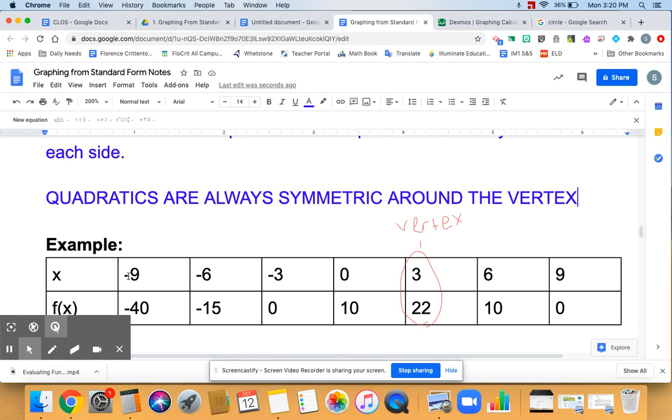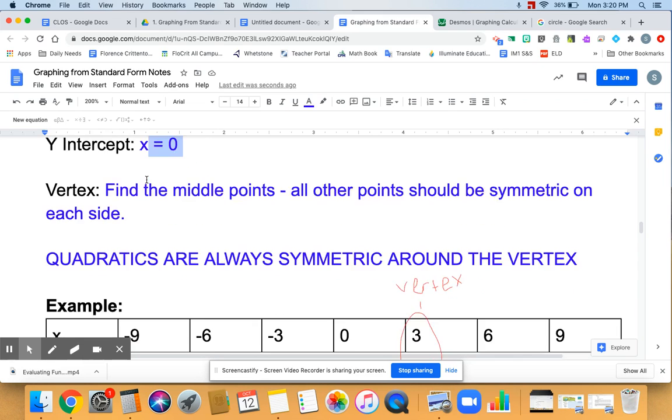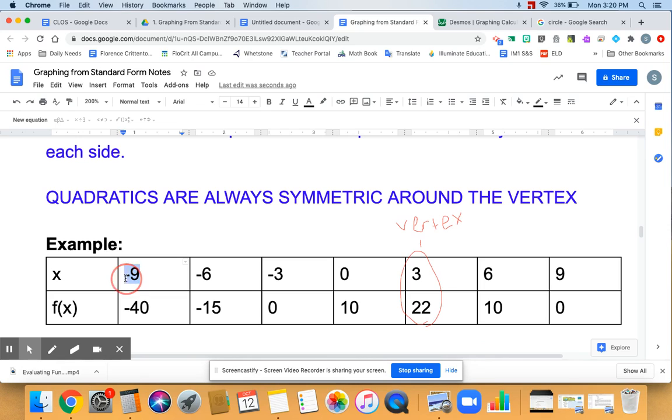So to find the next key feature in here, I'm just going to go backwards, y-intercepts. I'm just looking for when x is 0. So x here is -9, -6, -3. Oh, here's where x is 0. So this point right here is the y-intercept. Instead of intercept, I'm just going to write int for intercept. It's like the short version.